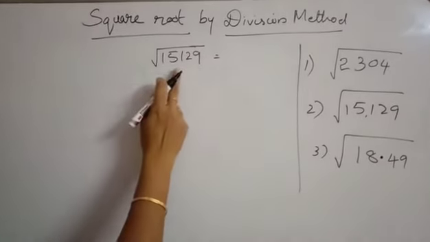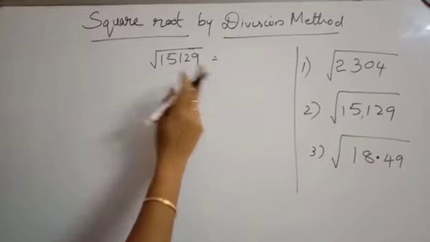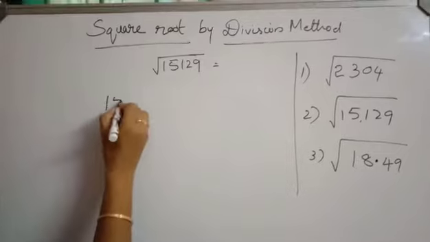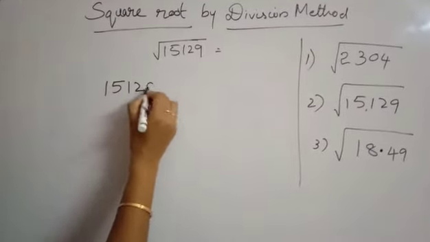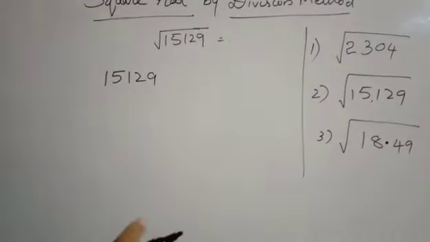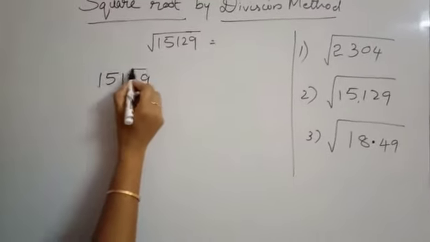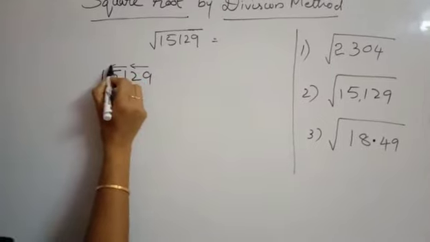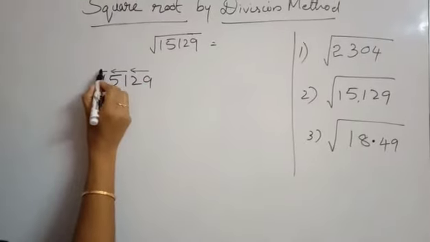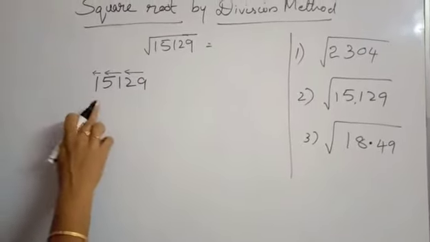Consider the square root of 15,129. So we have to write the number here, 15129. As I have told you, you need to group the numbers starting from the units place. So 29 will be in one group, 51 will be in another group, and this is a separate group.